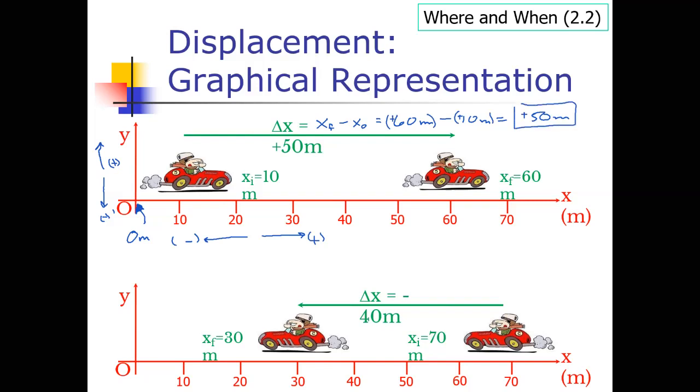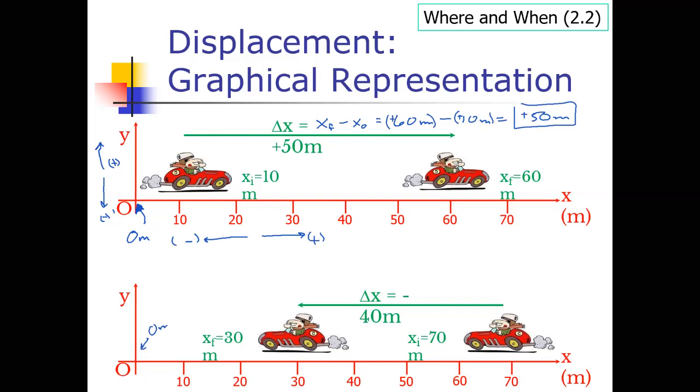Now, if you take a look at the second example here, the initial position of the race car driver is 70 meters away from 0. He ends up at a position that is 30 meters away from 0. Again, we have to identify the start point here as 0 meters, and this is where we pick it.